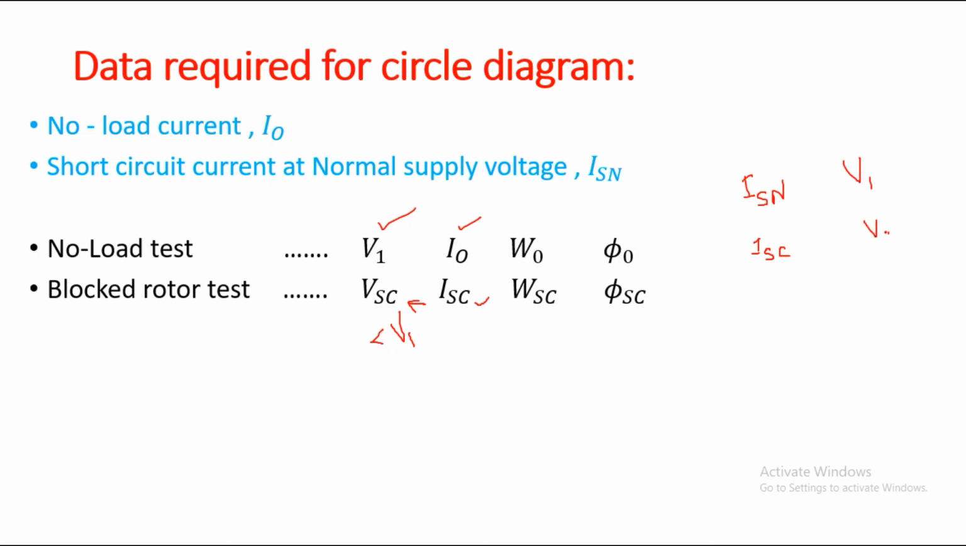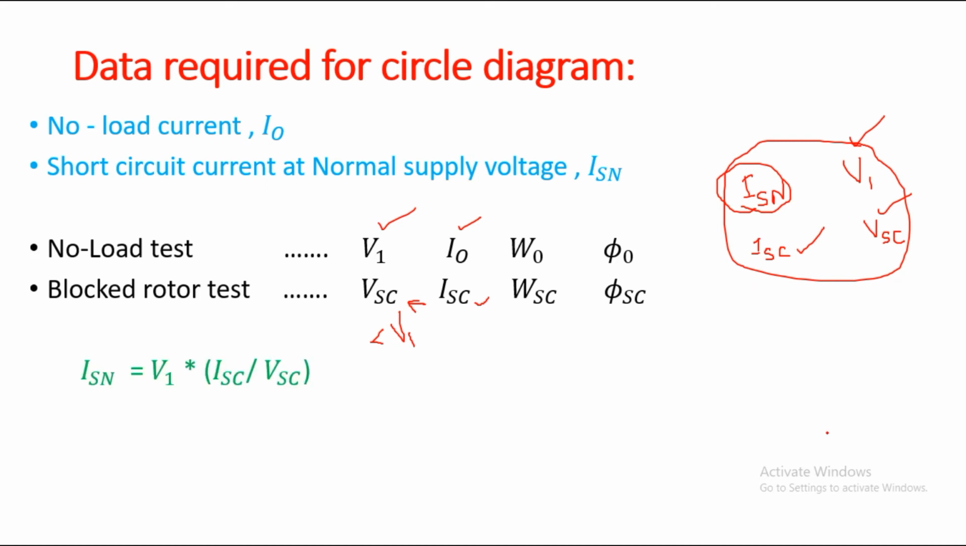With the help of that ISC feeding to the machine we can measure the supply voltage, that is VSC. So based on this ratio we are going to get the value of ISN, because we know the values of V1, ISC and VSC. So the unknown value is ISN. By taking a ratio of these four parameters, we can get the value of ISN as V1 into ISC by VSC. So this is the formula for obtaining ISN, that is the short circuit current at normal supply voltage.